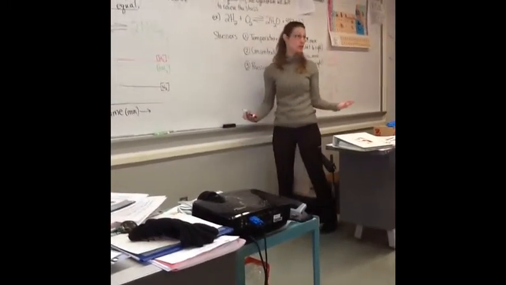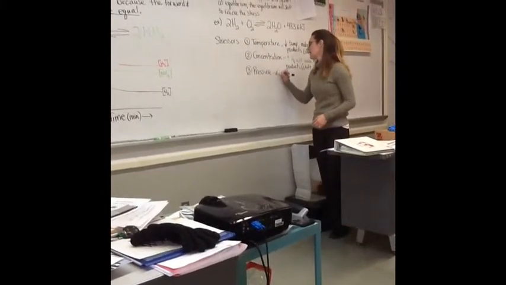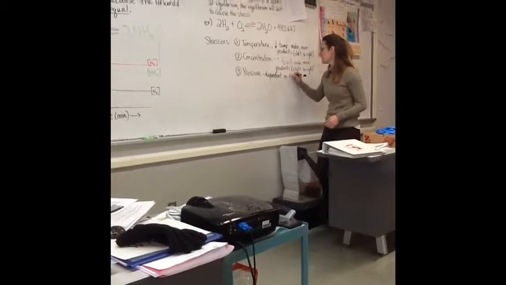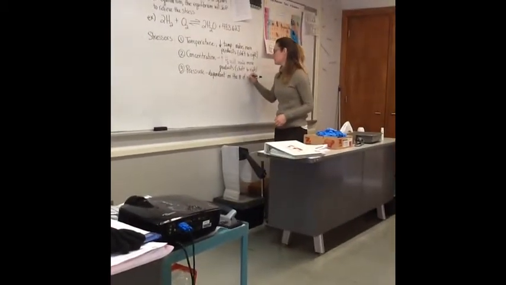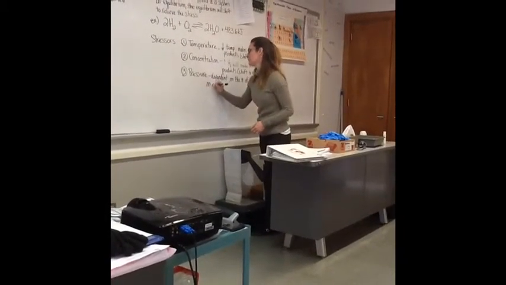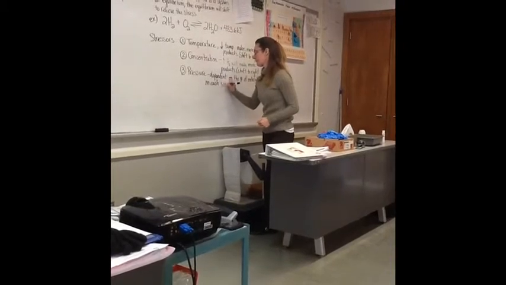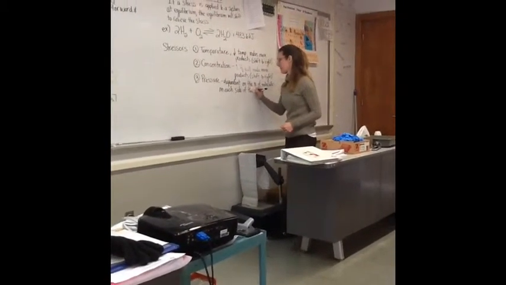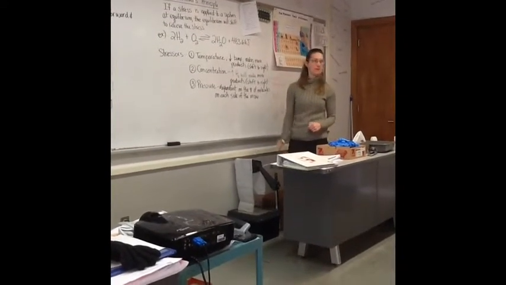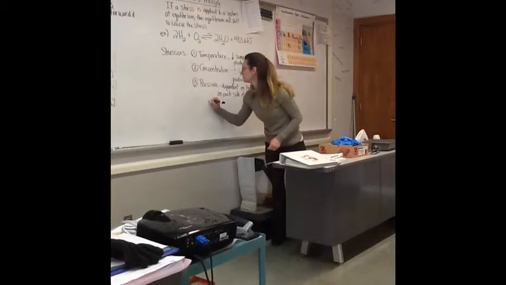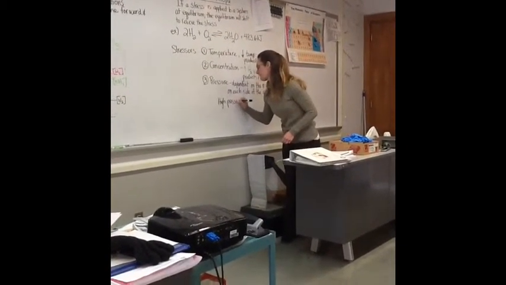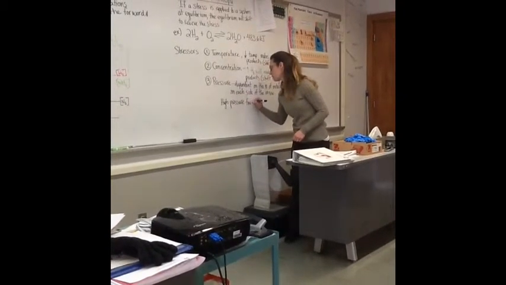Okay. All right? And then pressure is the same for all of them. You can't use the teeter-totter. Pressure is dependent on the number of molecules on each side of the arrow. Okay. So make sure you write that down. High pressure favors the side with fewer molecules.